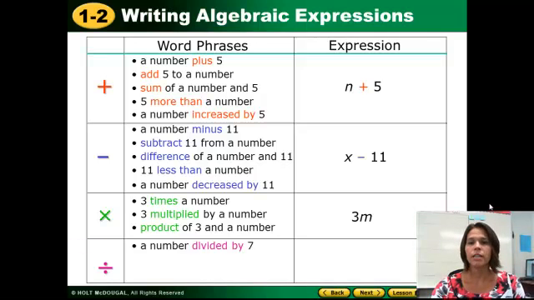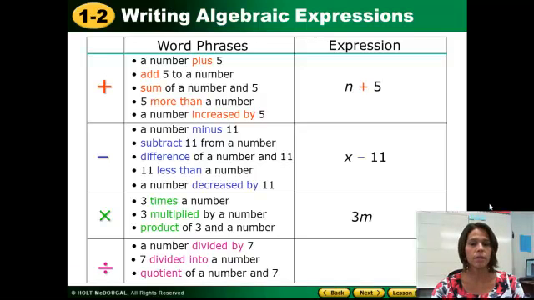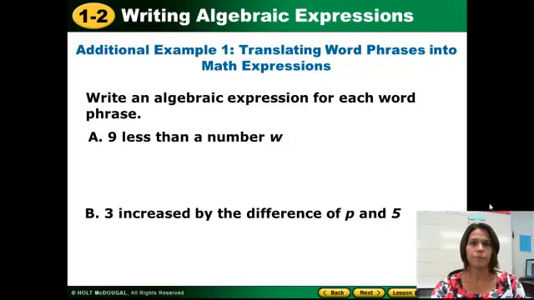For division, a number divided by 7, 7 divided into a number, and finally a quotient of a number and 7. Again, order is important with division. All of those are represented by a or some variable divided by 7. We're going to mainly use the fraction form or the fraction bar for division this year. So let's look at some of the examples on your sheet.